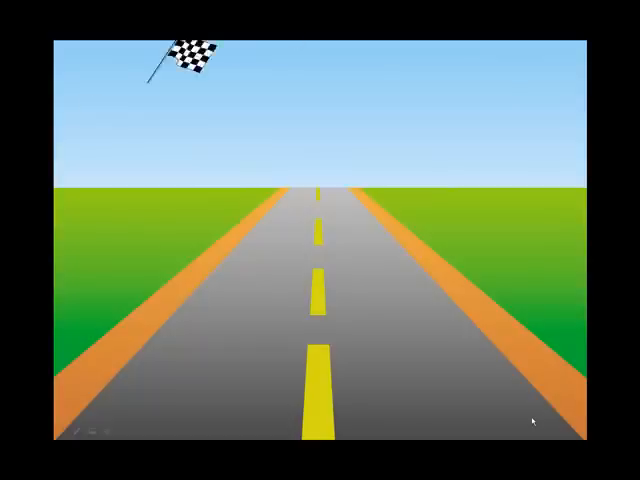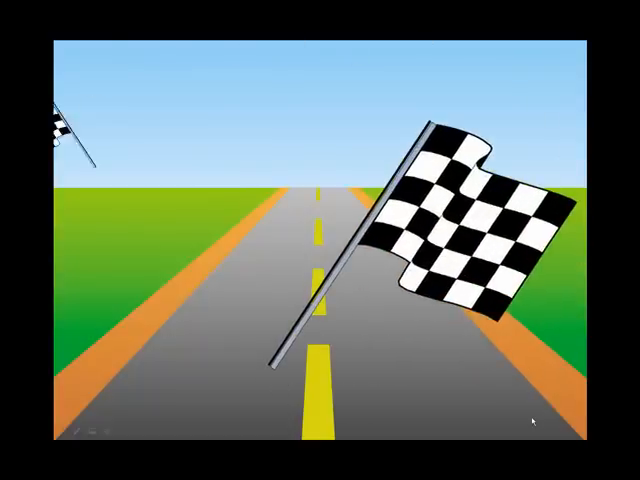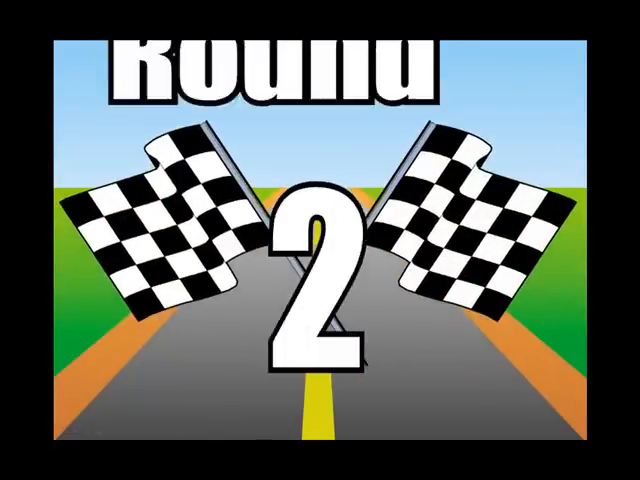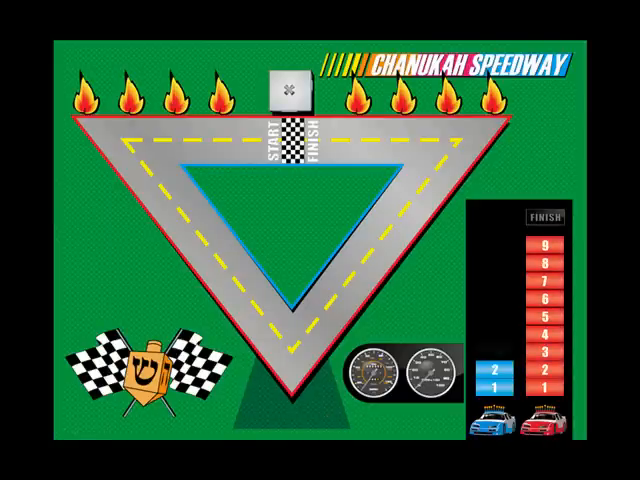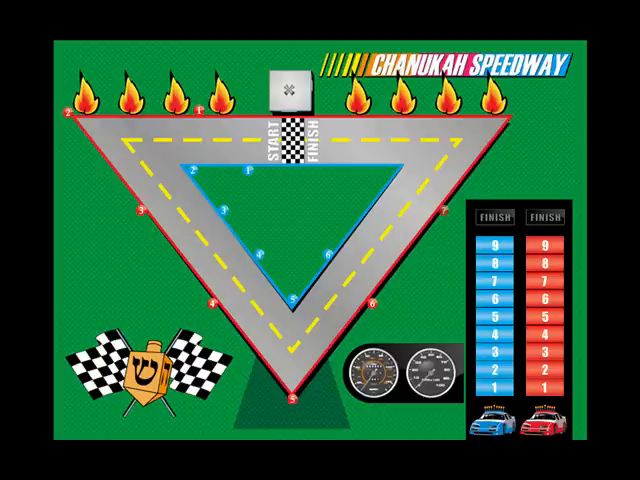Round 2 is rather simple. It's pretty much the same as round 1, just a different shape. Instead of a dreidel, it's a menorah. So again, same thing. The controls on the right make the car go ahead, and the round circles bring up the questions.